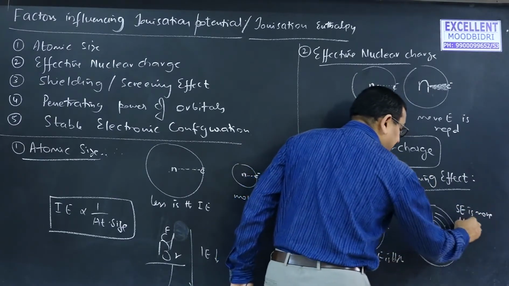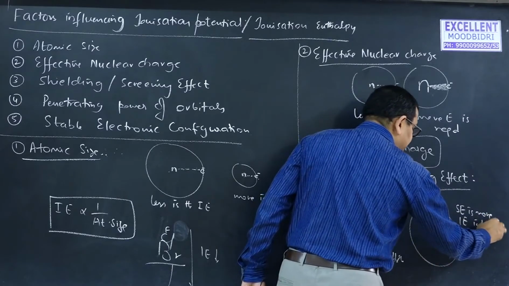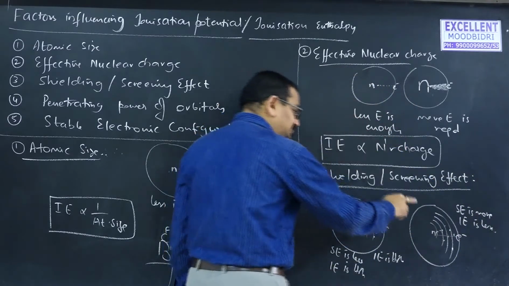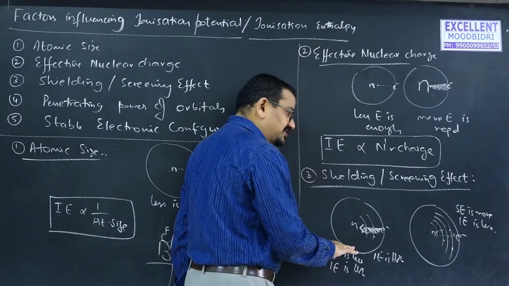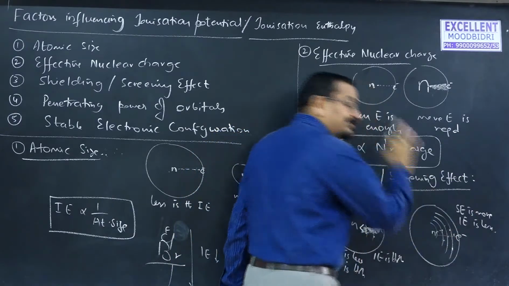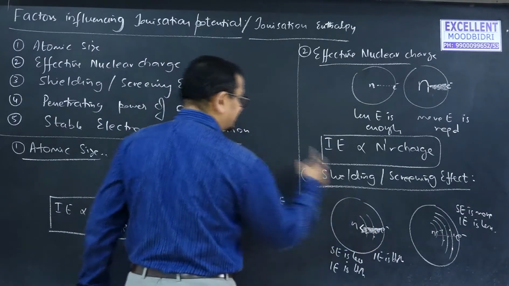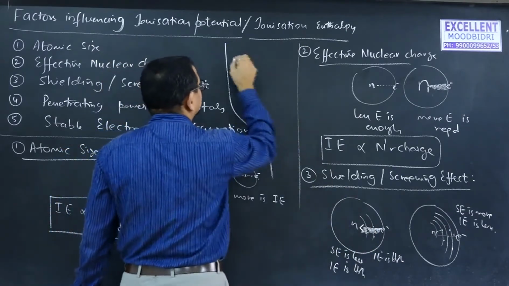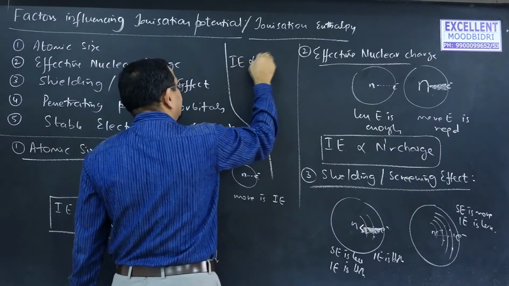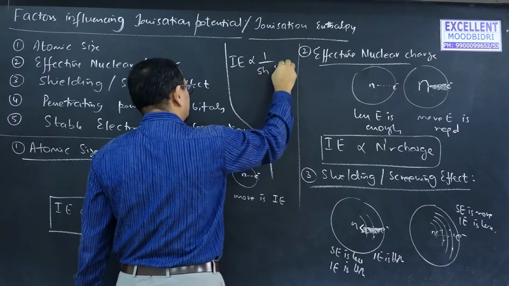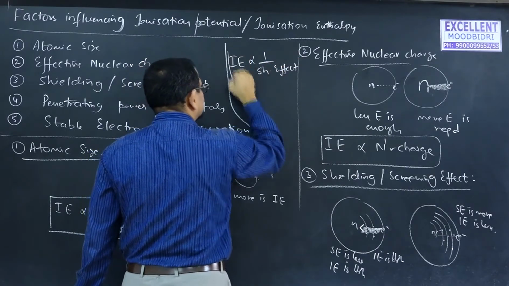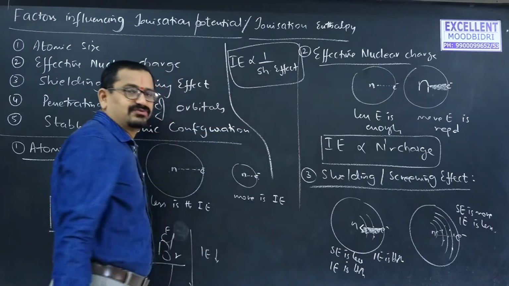Electron is weakly held, the required ionization potential is less. So the less the shielding effect, the more the ionization enthalpy; the more the shielding effect, the less the ionization enthalpy. So what relation can we give for this shielding effect? I am writing here: ionization enthalpy is inversely proportional to shielding effect or screening effect. This is the third relation we have developed.